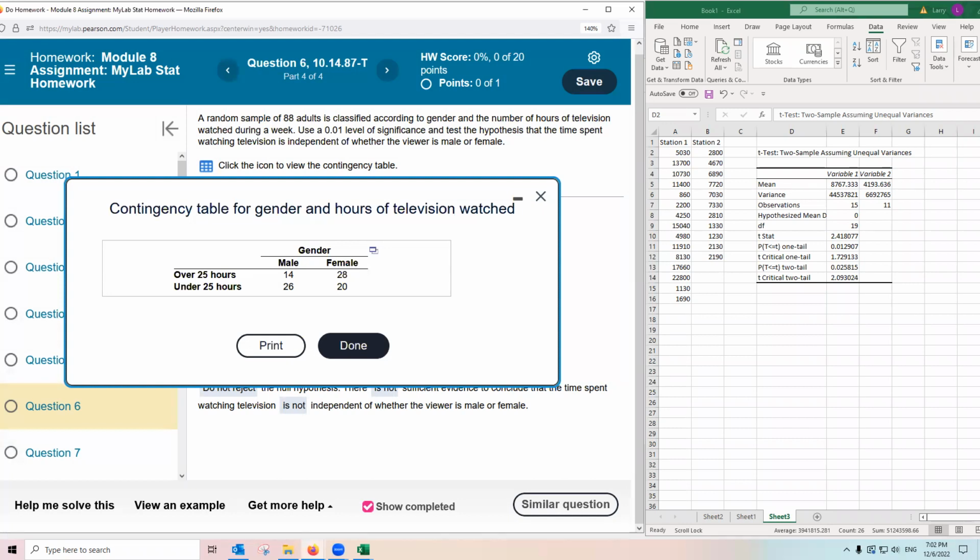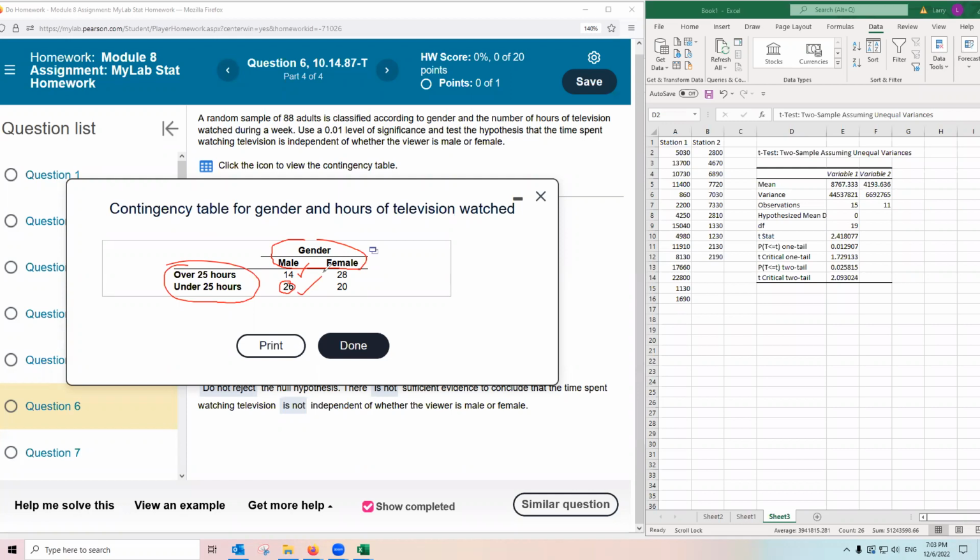All right, so here's what they're showing me. Across the top, the columns say male, female for gender, and the rows say either over 25 or under 25 hours. So what I did is I counted how many males watch TV for over 24 hours. It looks like there were 14 males. I counted up how many males in the sample watch TV for under 25 hours. That was 26 males, and so on.